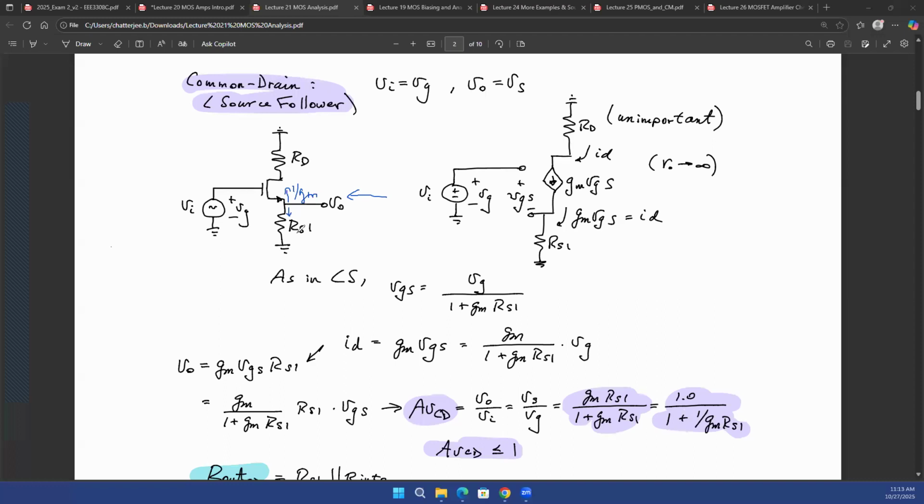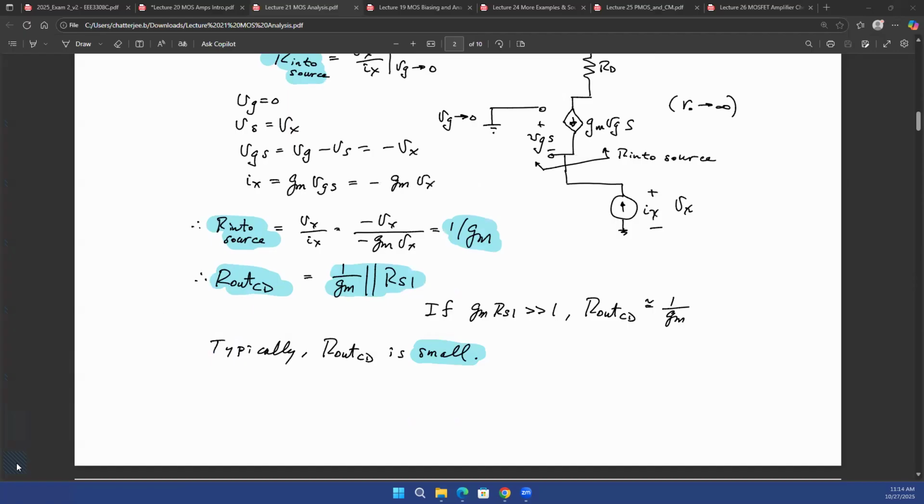Looking down, you have RS. Basically, both of them are referenced with respect to AC ground, so they are both in parallel. So 1 upon gm in parallel with RS, that's your output resistance for this circuit. Your output resistance for this circuit is 1 upon gm in parallel with RS.